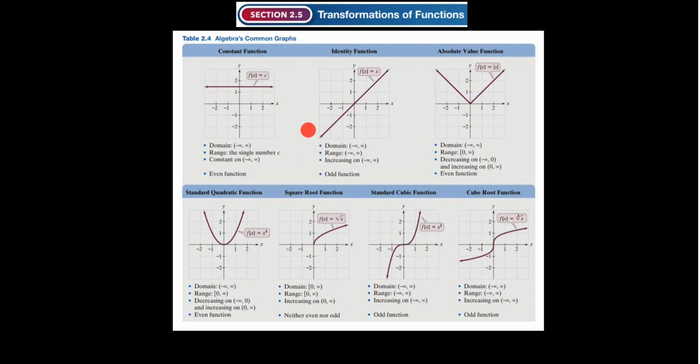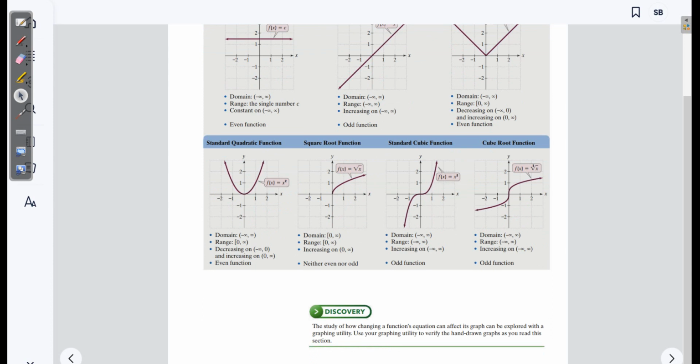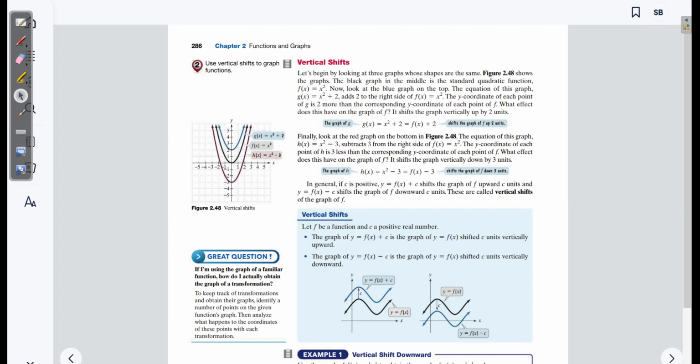Right? Draw a horizontal line, say identity function on the back. Draw a V, say absolute value function on the back. Draw a U, say standard quadratic function on the back, and so on. These need to be 100% memorized, and there's no way around it. And the reason why is because we're going to be doing our transformations.